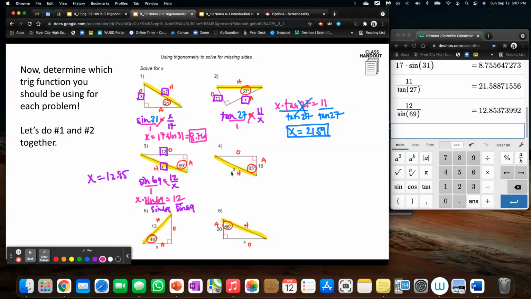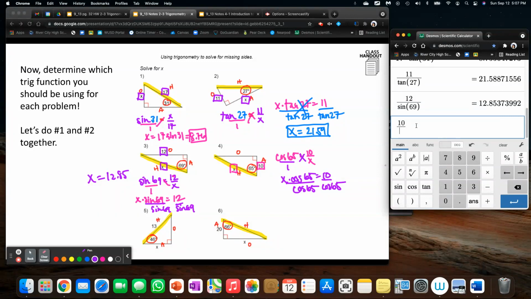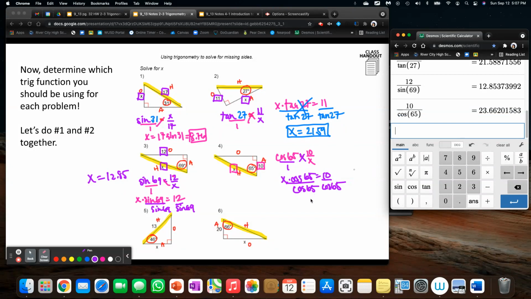All right, this one, we're solving for x, which is the hypotenuse, and we have our adjacent. So AH, that's going to be cosine. So cosine reference angle equals adjacent over hypotenuse, 10 over x. Noticing that pattern, when x is on the bottom, we're going to end up having to divide, because when we cross multiply, we don't have x by itself, so we do have to divide. So 10 divided by cosine 65, we get 23.66.